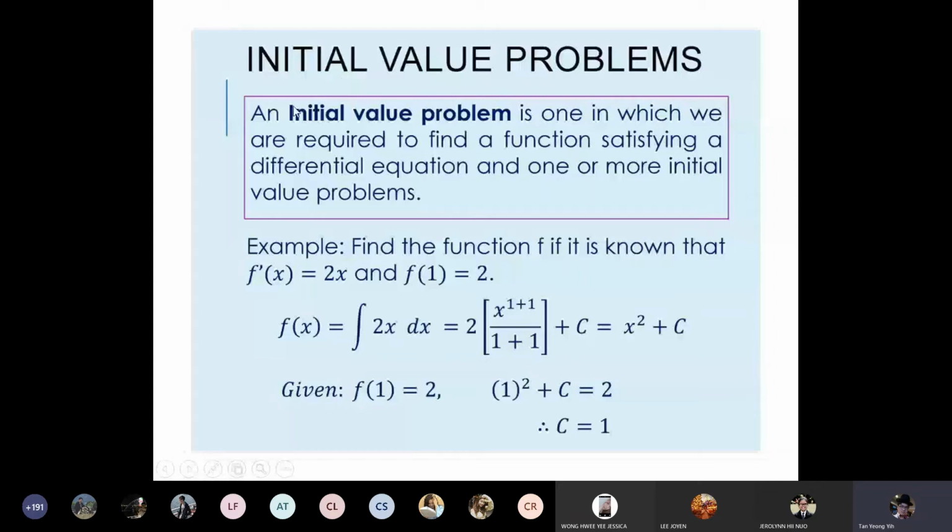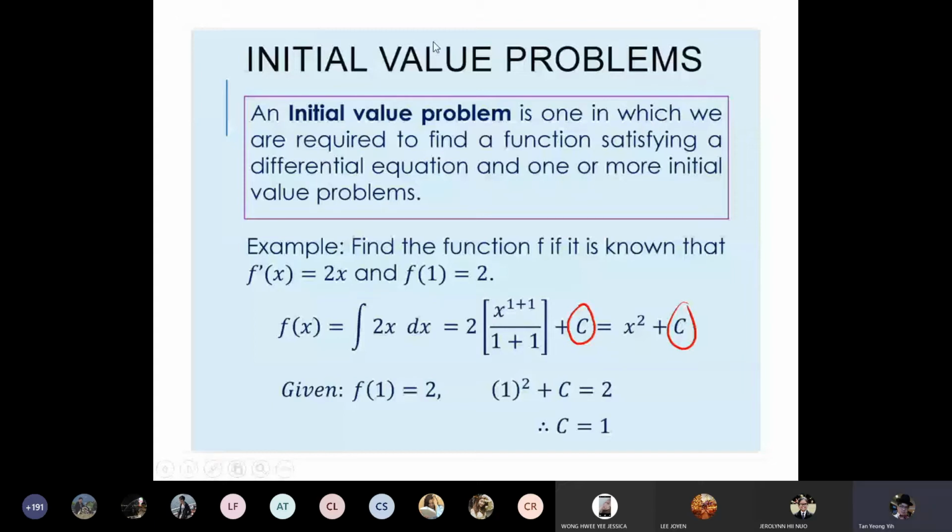Now, the next concept that we are going to learn is called the initial value. Now, we know that after we integrate, we have the C here, right? We have a C, yeah? Now, is it possible for us to find the C? It's called an initial value problem. Is it possible for us to find the C? Yes, we can actually find the C if we are given 1 point.